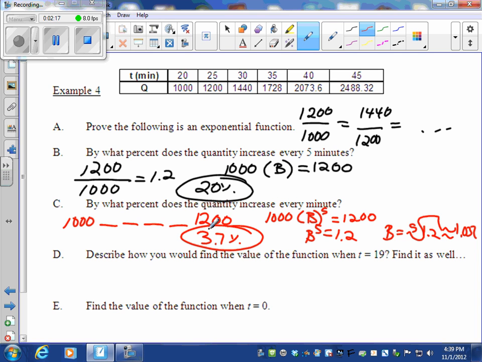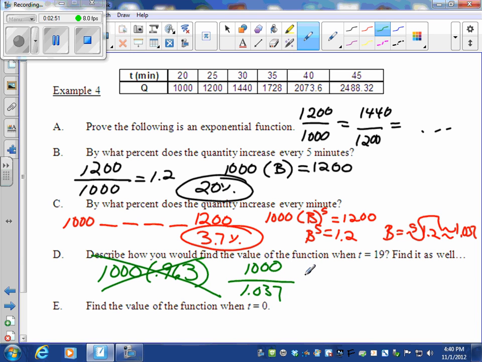Okay? How would you find the value of the function when t equals 19? Be careful here. Do not fall into the trap of taking 1,000 and multiplying it by 0.963. Do not fall into this trap. This is not something you want to do tomorrow. In order to go forward, we're going to multiply by 1.037. So in order to go backwards, the answer is to take 1,000 and divide it by 1.037. Or, to get the exact value, 1,000 divided by the 5th root of 1.2.